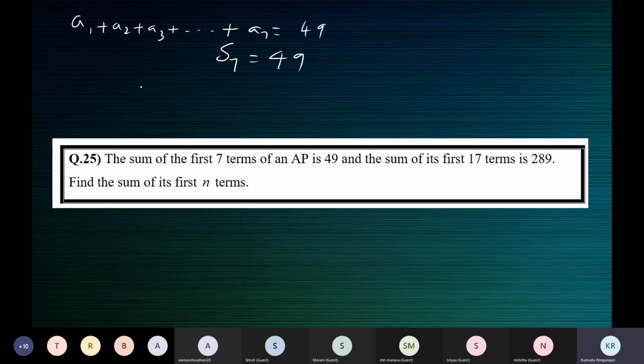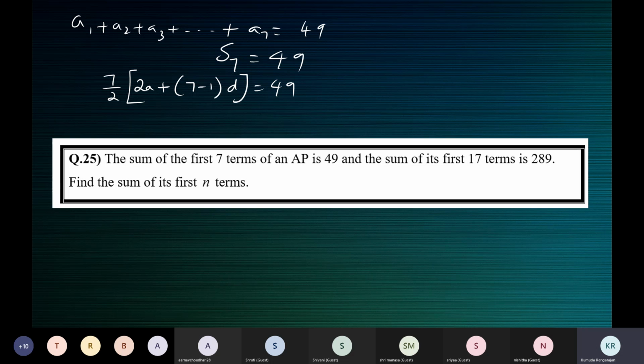And what's the formula to find the sum of the first n terms? n by 2, 7 by 2 of 2a. We don't know the AP here. So 2a plus n minus 1, 7 minus 1 into d is equal to 49. S7 is 49. The AP is not given to us. So we do not know the first term. We do not know the common difference.